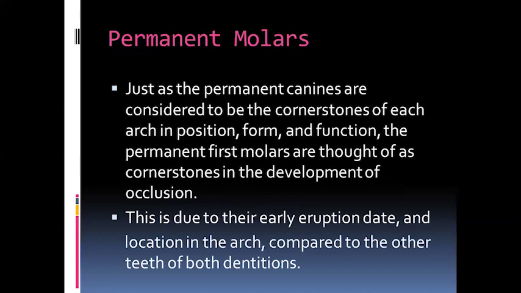Just as the permanent canines are considered to be the cornerstones of each arch in position, form, and function, the permanent first molars are thought of as cornerstones in the development of the occlusion. Canines are the cornerstones of the anterior teeth in the maxillary arch, and molars are the cornerstones in the development of the occlusion. This is due to their early eruption date and location in the arch compared to the other teeth of both dentitions.